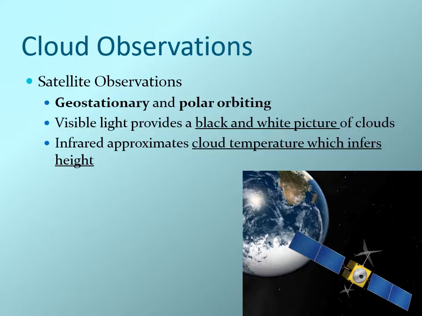There are two kinds of satellites. You have your geostationary, which are satellites that just sit over one particular region. And we have polar orbiting satellites that we don't really use too much in weather. Geostationary ones are more commonly used.